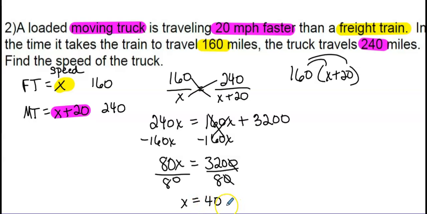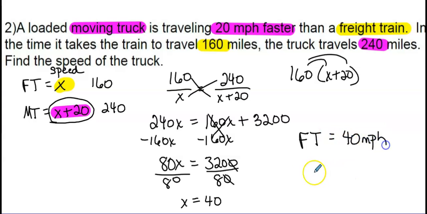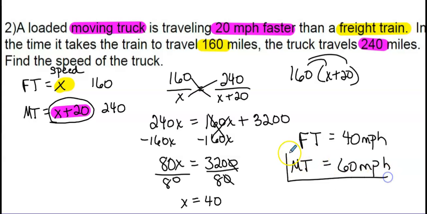What did it tell me to find? Find the speed of the truck. The speed of the truck is X plus 20. So the speed of the freight train is 40 miles an hour. The speed of the moving truck, though, is 40 plus 20, so it's 60 miles an hour. Watch what you're asked for. So that would be our answer that we're looking for right there.